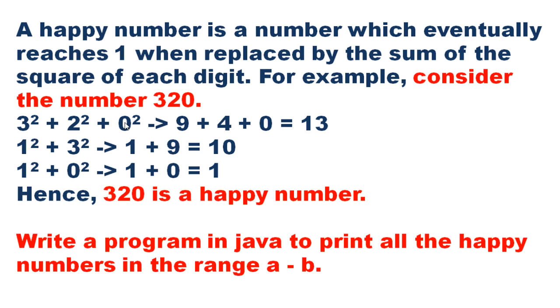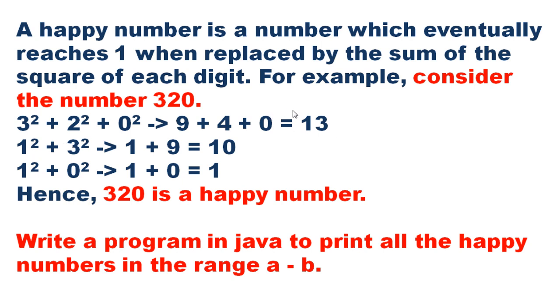Okay, so 0 has come out, square it. Then you have to take out 2, square it, and then you have to take out 3 and square it. And you see what you get. 3 square is 9, plus 2 square is 4, plus 0 square is 0. So that will give you 13.